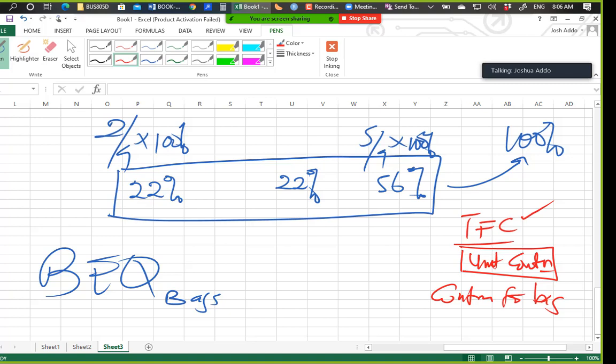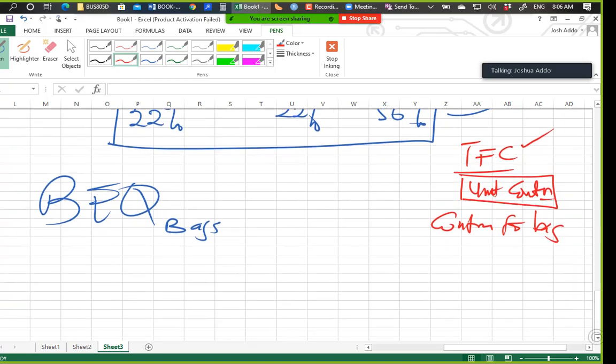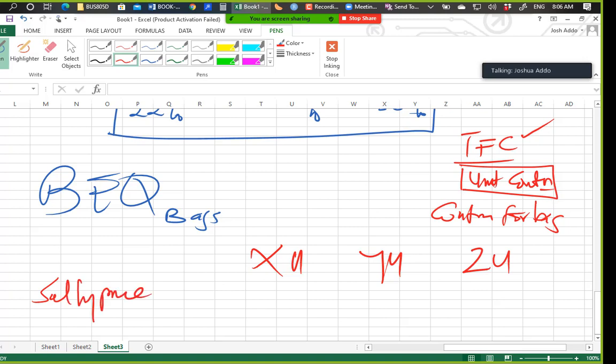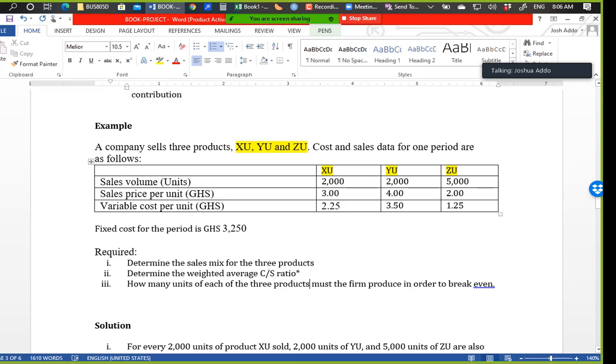So the calculation of the contribution that is inside the bag, this is how we do it. We first calculate the contribution for each of the products. So we have zoo, U, and zoo. Selling price per unit in the question was 3.